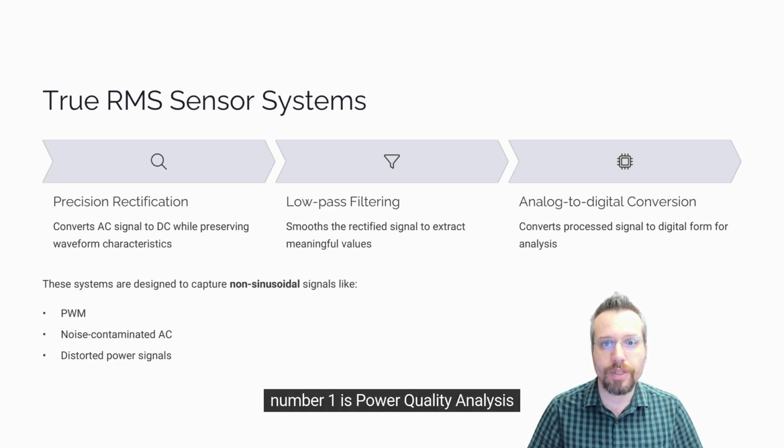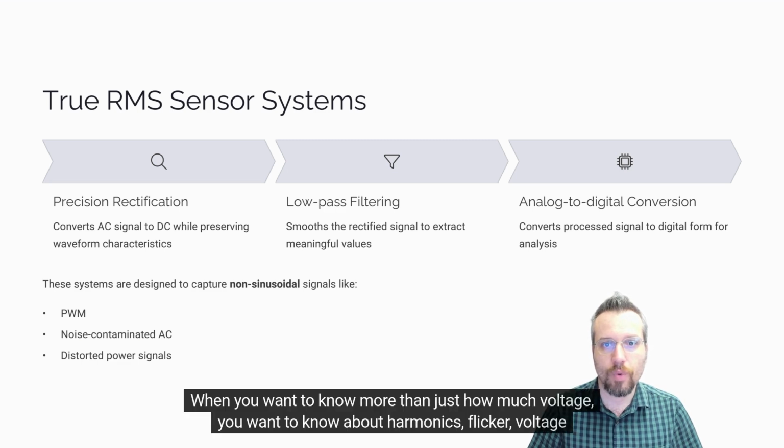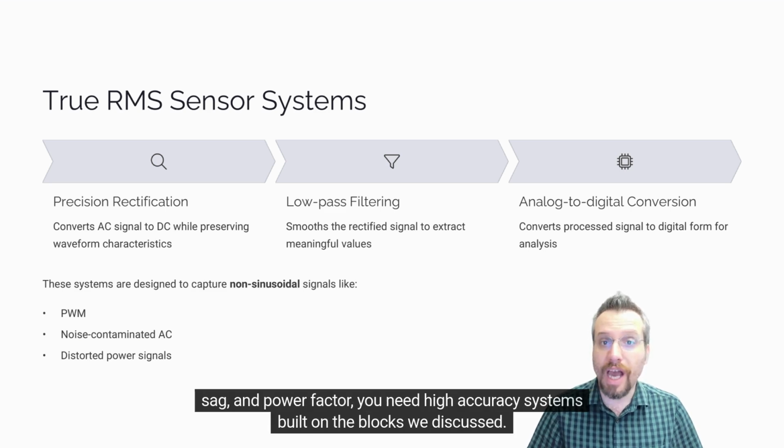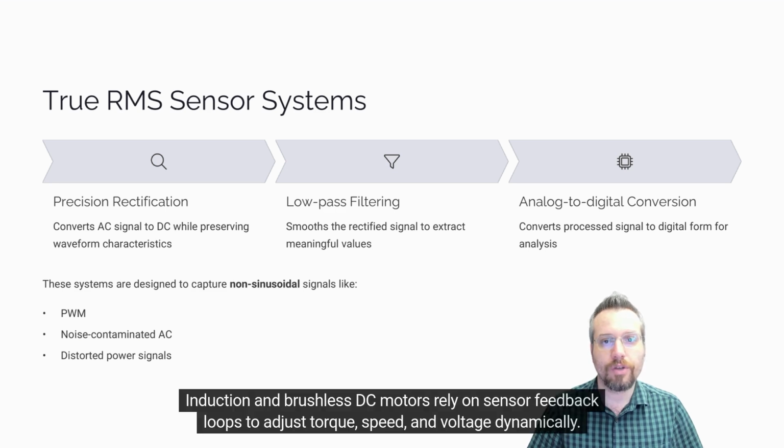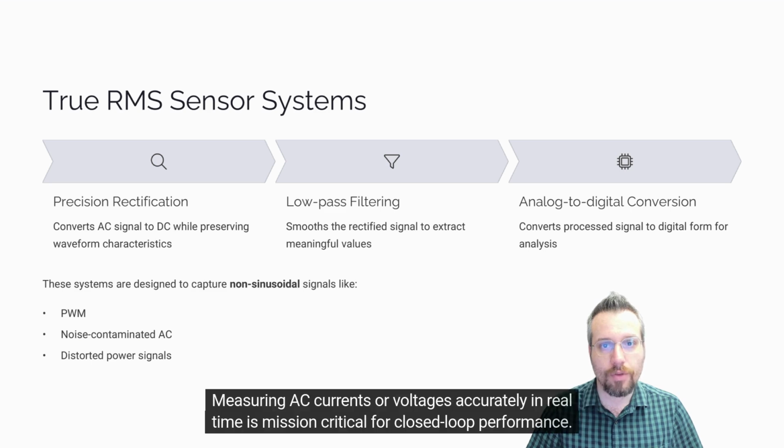Number one is power quality analysis. When you want to know more than just how much voltage, you want to know about harmonics, flicker, voltage sag, and power factor, you need high-accuracy systems built on the blocks we discussed. The second one is motor control and drives. Induction and brushless DC motors rely on sensor feedback loops to adjust torque, speed, and voltage dynamically. Measuring AC currents or voltages accurately in real time is mission critical for closed-loop performance.